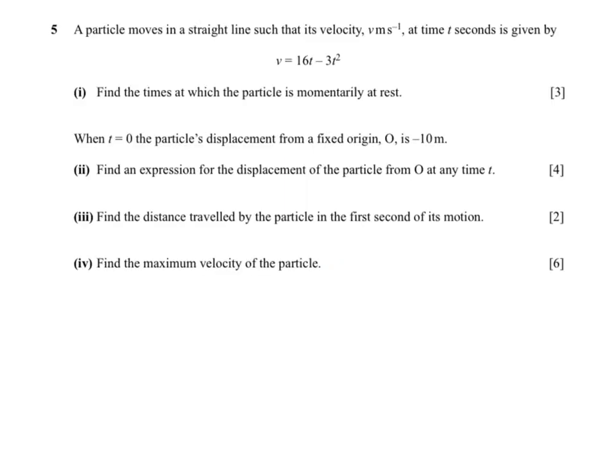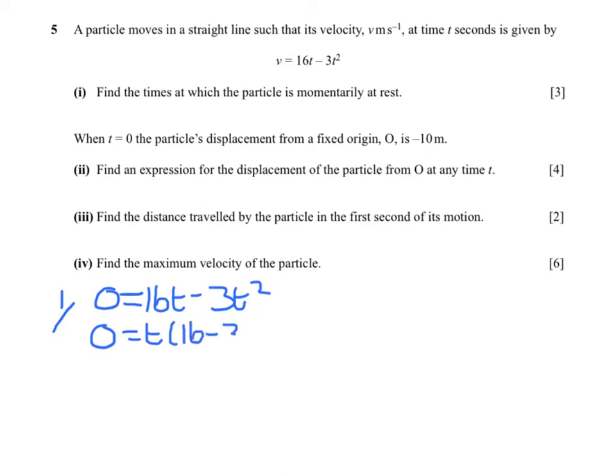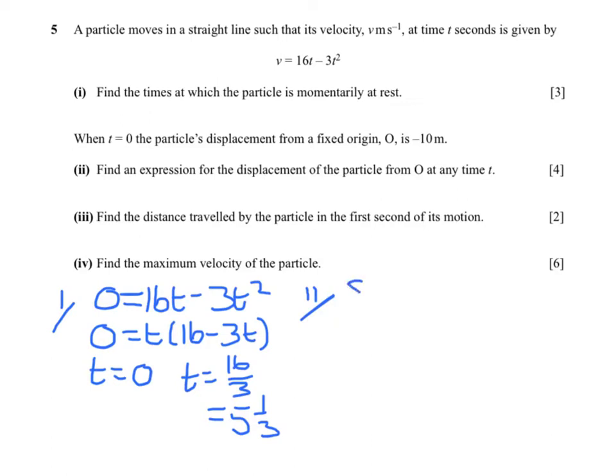January 2011, M1, question 5. Part 1, find out when the velocity is 0, so that's when 0 equals 16t minus 3t squared. So 0 equals t(16 minus 3t) gives us two solutions, t equals 0 and t equals 16 over 3, 5 1/3 seconds.